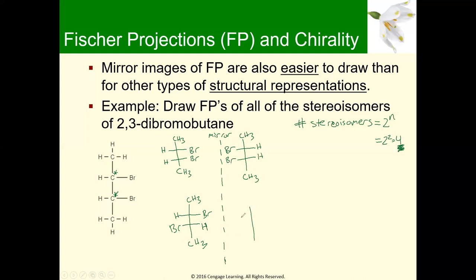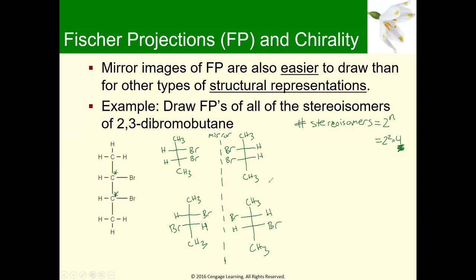Draw what's close, the bromine, and then the hydrogen, and then the methyl up top and the methyl down below, and then what's far away. So I got the hydrogen and then the bromine. So those are all 4 of them. Those are the 4 stereoisomers.